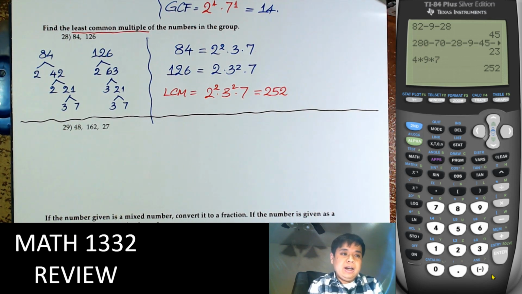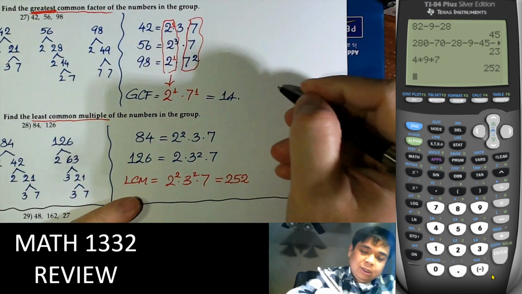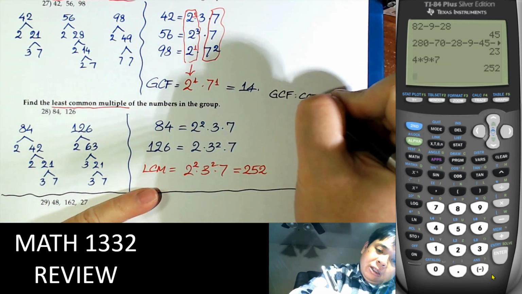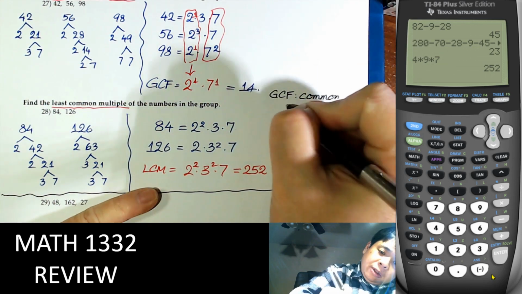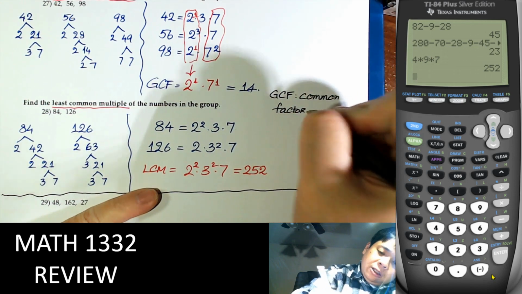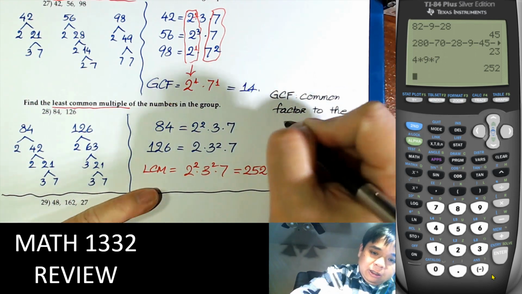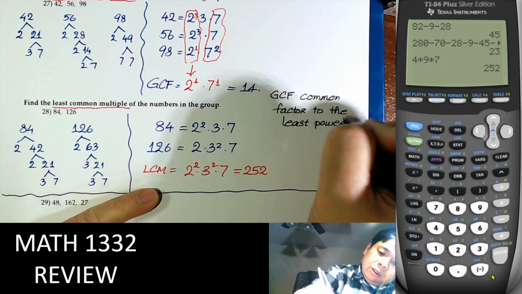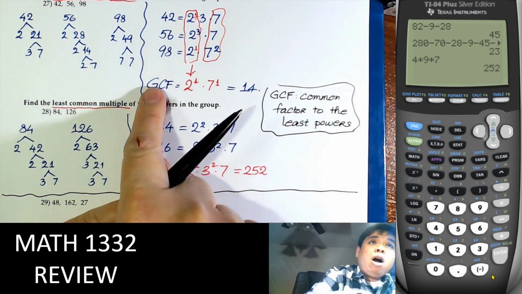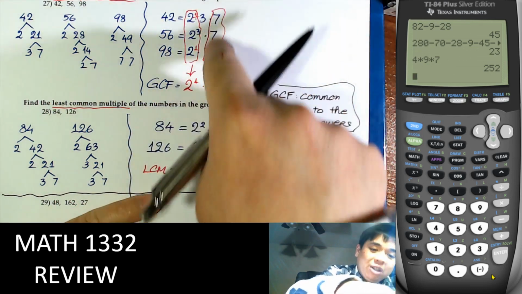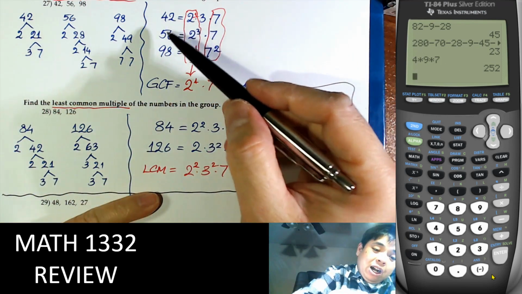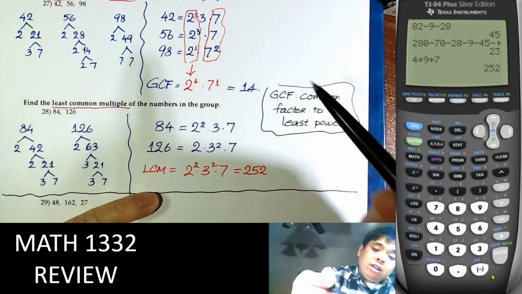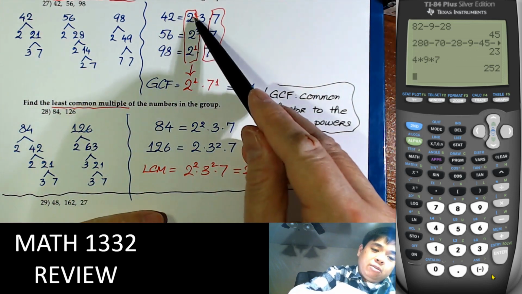Right? So let's recap. Greatest common factor will be the common factor to the least power. For greatest common factor, we just take the factor that's common to everything, so that's 2 and 7, and then we raise it to the least power of them.